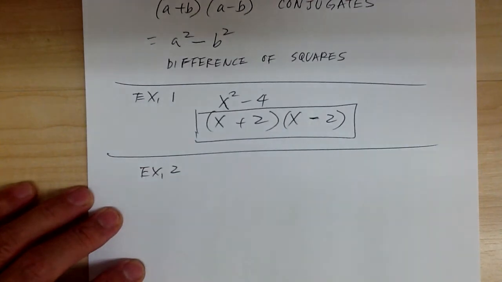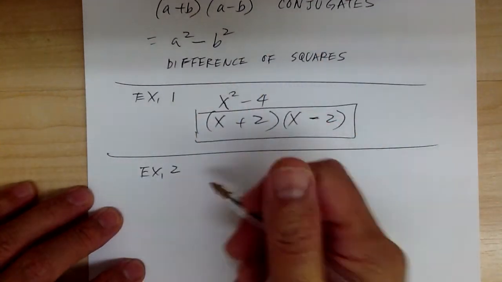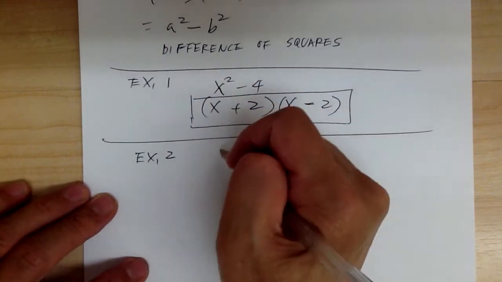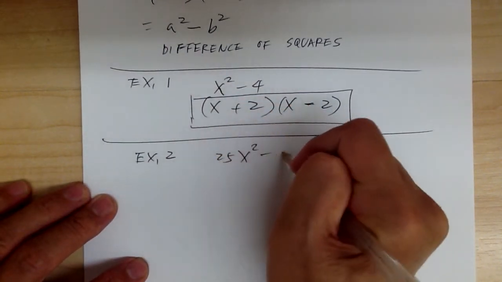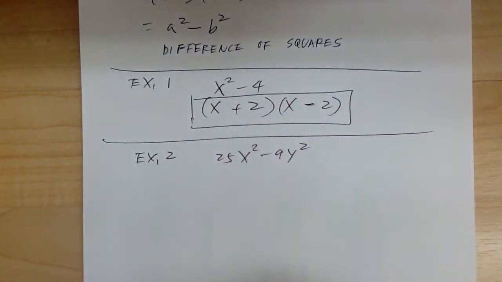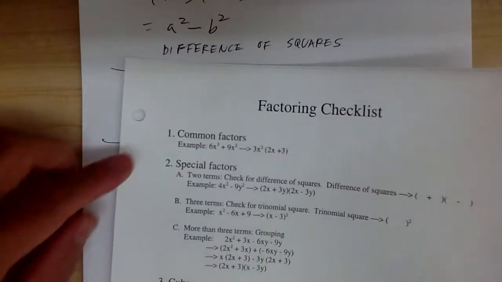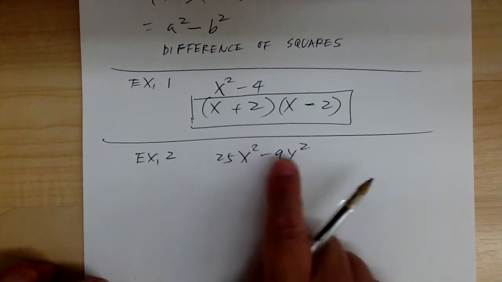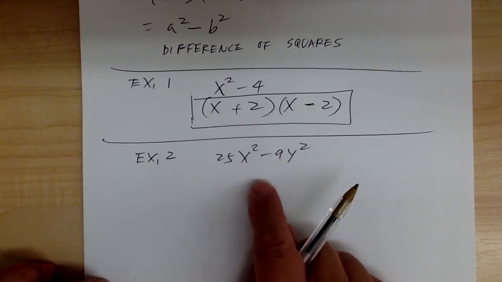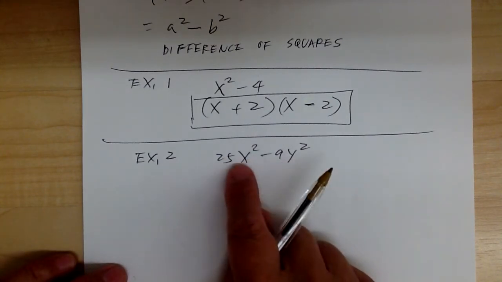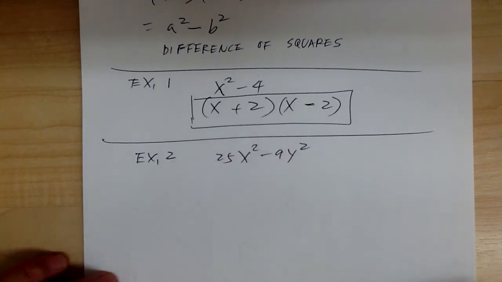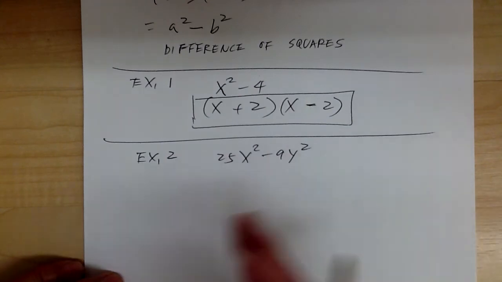You have to be able to recognize what type of problem this is. Example 2, you have 25x squared minus 9y squared. Step 1, again, make sure you go through the checklist. Common factor. Can you factor the number? No. Can you factor the variable? No, because you cannot do the x since there's no x over here, and you cannot do the y because there's no y over here. So step 1 cannot be done, so you go to step 2.